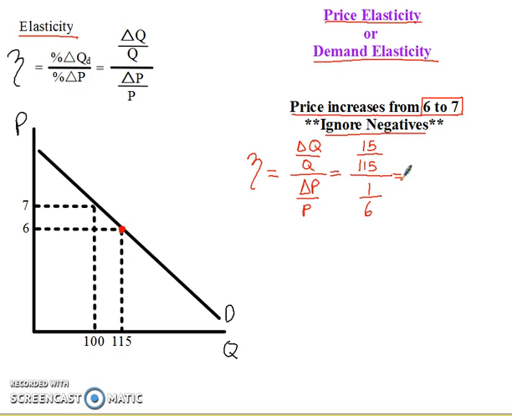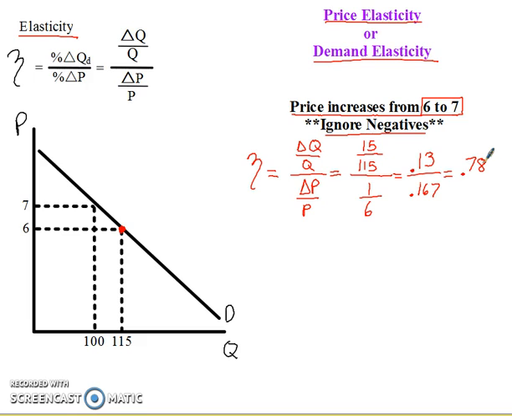And now it becomes a calculator exercise. So I went ahead and punched these in the calculator. 15 divided by 115 is 0.13, all divided by 1 divided by 6, which is 0.16 repeating. So I rounded that to 0.167. And then 0.13 divided by 0.167, and I get an answer of 0.78 or 78 hundredths.